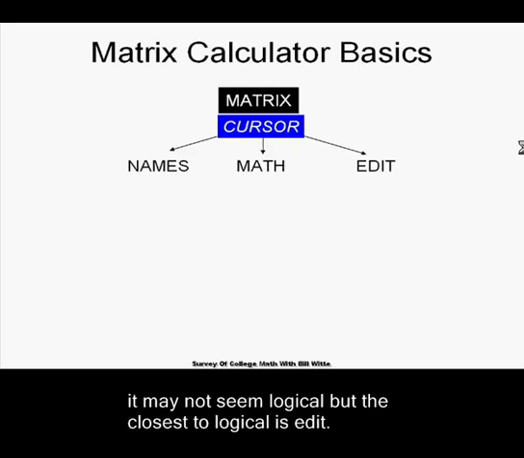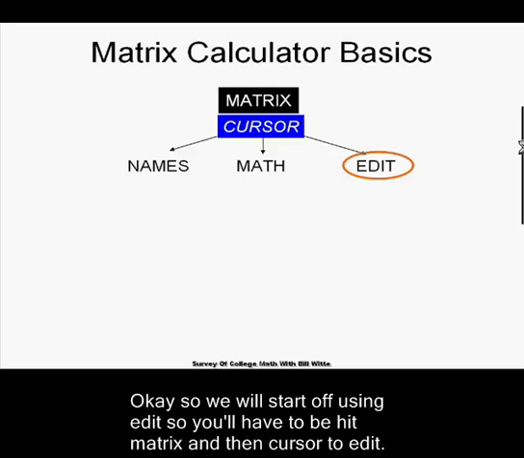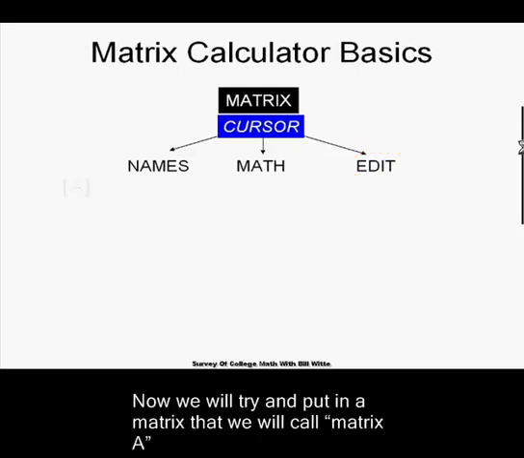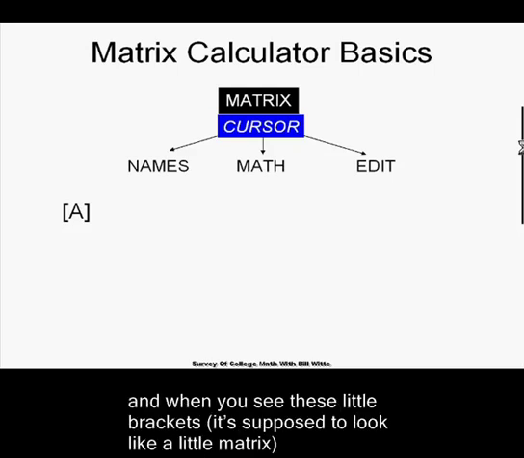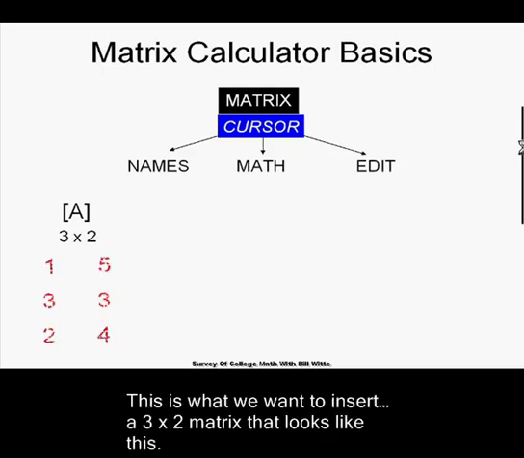Now, when we go to insert a matrix in the first place, it may not seem logical, but the closest one to logical is edit. So we're actually editing nothing, and it's becoming a matrix. Okay, so we're going to start off using edit, and you'll have to hit matrix and cursor to edit. Let me demonstrate it for you first before you try it. We're going to try and put in a matrix that we're going to call matrix A. When you see these little brackets, it's supposed to look like a matrix. That would be read matrix A, and this is what we want to insert: a 3x2 matrix that looks like this.